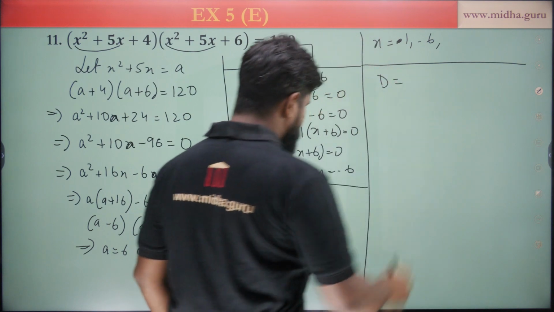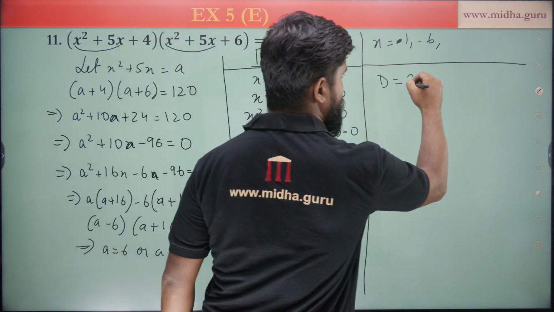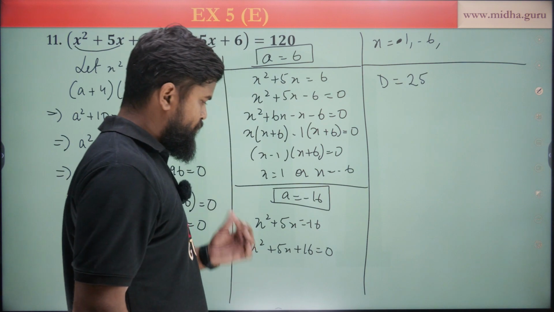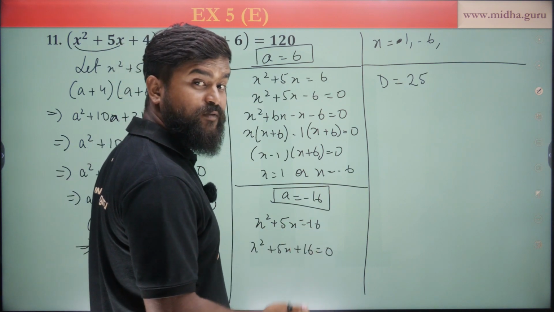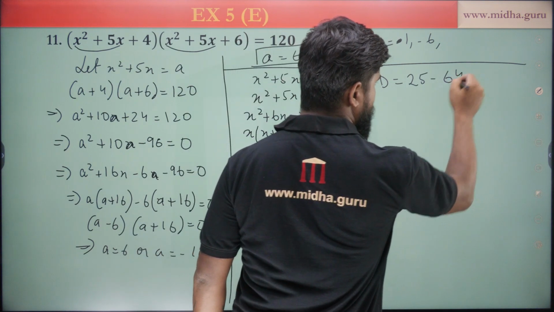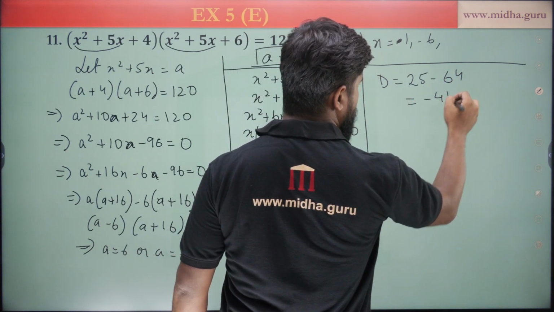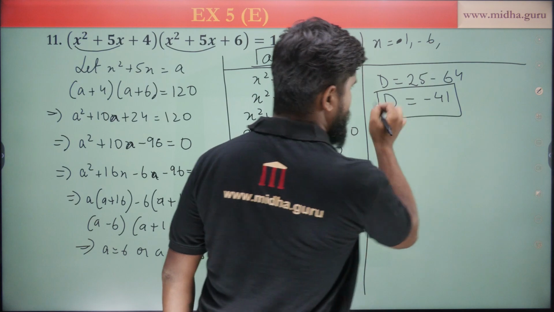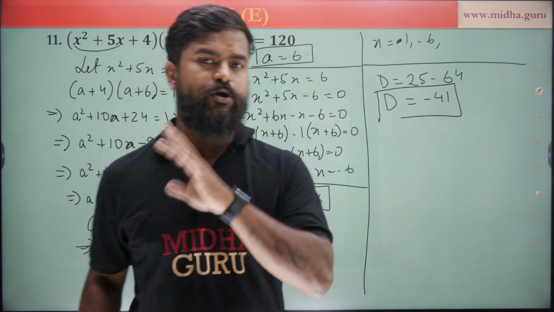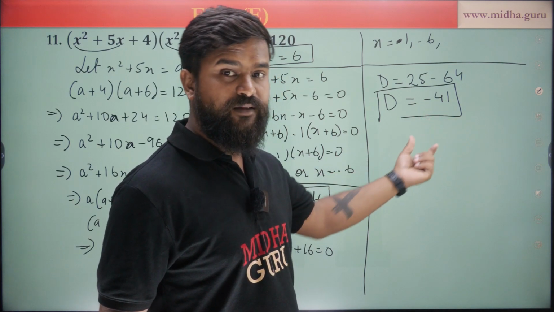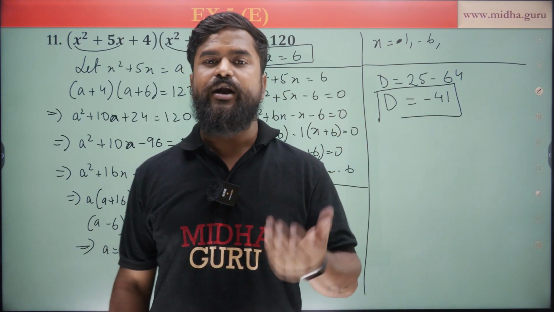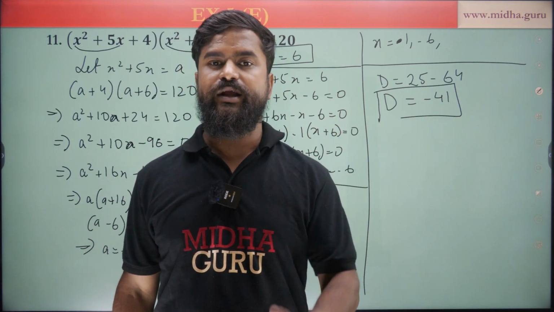So we have the discriminant, which is b squared, so 25, minus 4 times ac. Now a into c is 16, and 4 times 16 will be 64. And this is equal to minus 41. If you remember from the concepts of quadratic equations, if the discriminant is negative, that is less than 0, we have a quadratic equation that has no real roots.